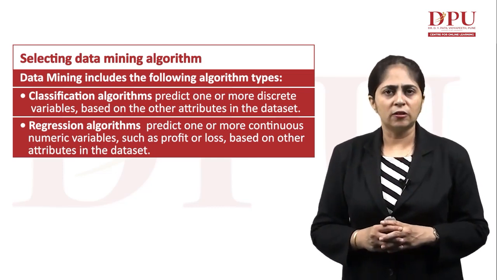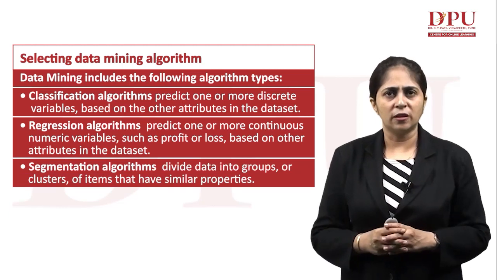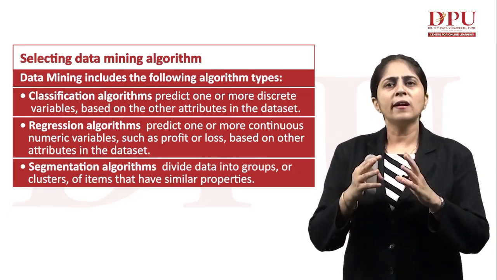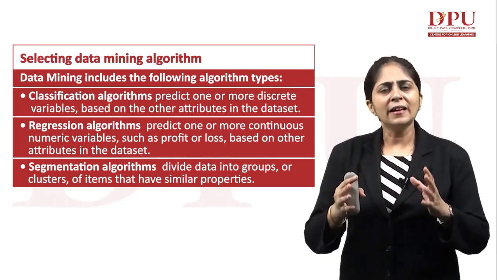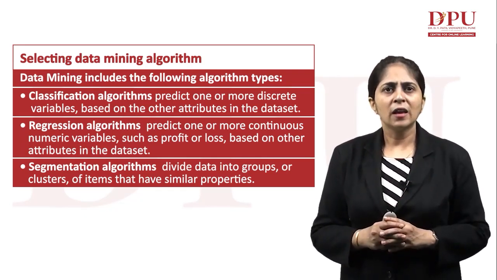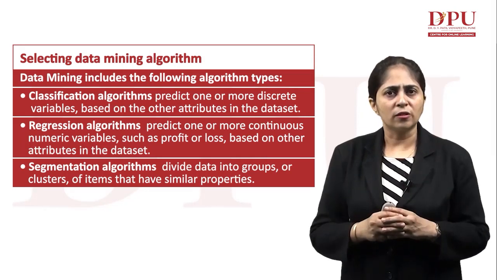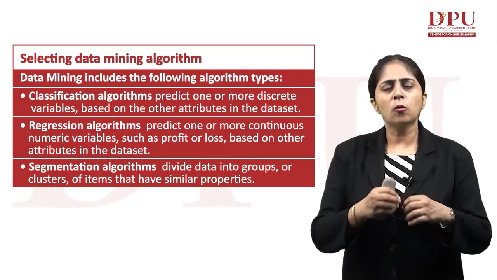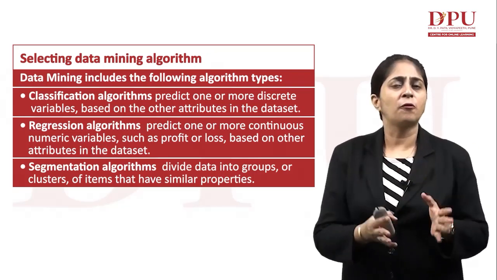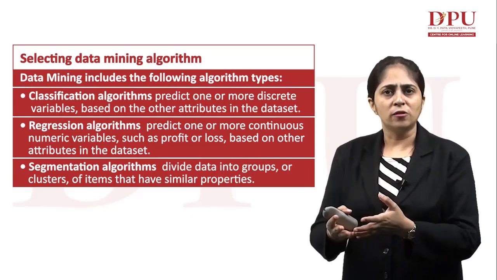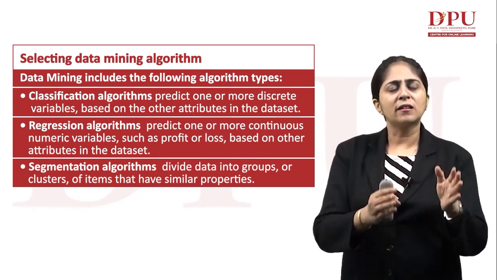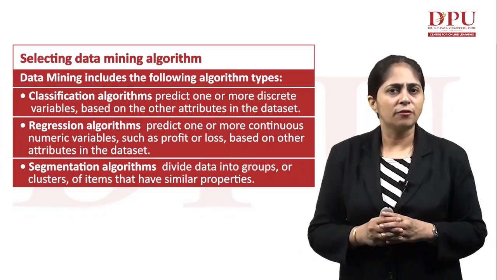Talking about the third algorithm, which is the segmentation algorithm. Segmentation divides the data into groups or clusters of items that have similar properties. Here in the segmentation algorithm, whatever data we obtain, we do not know what that data is for. How can it be used? But depending on the similar characteristics, we cluster the data into different groups.